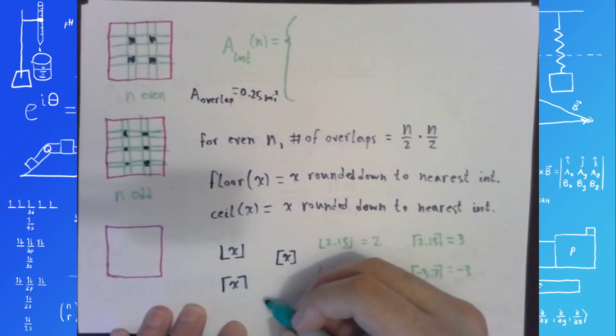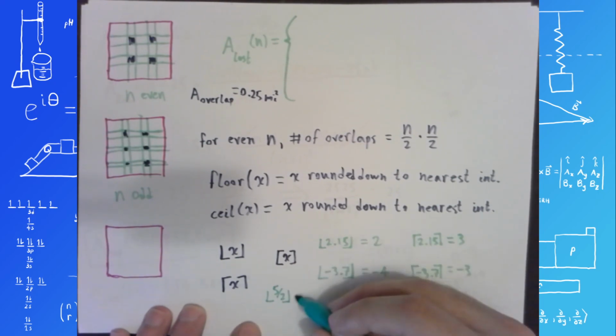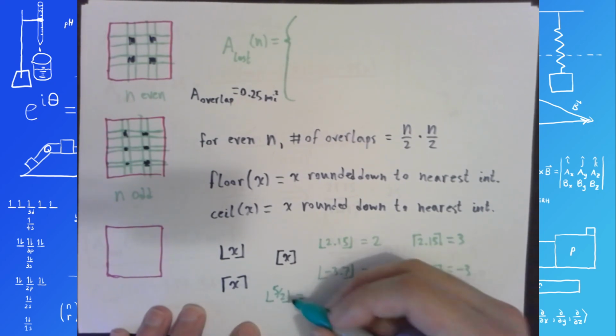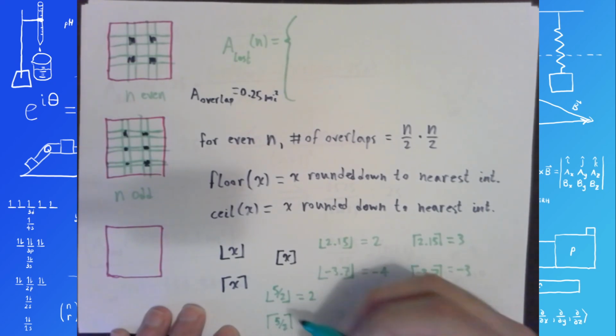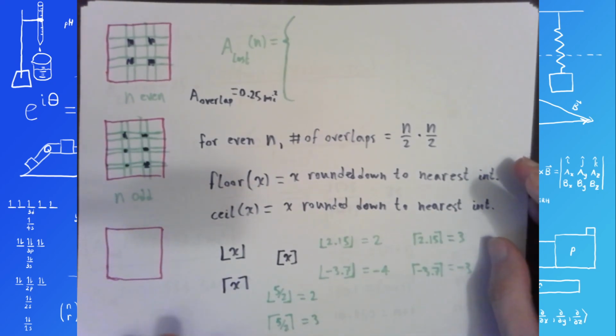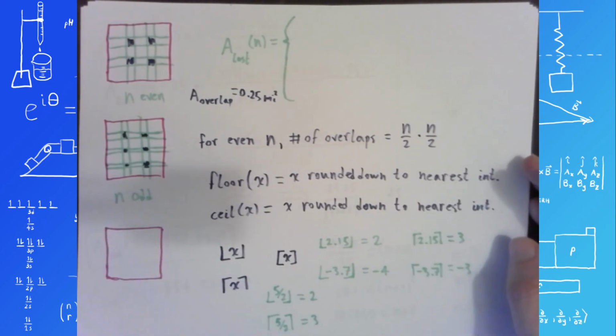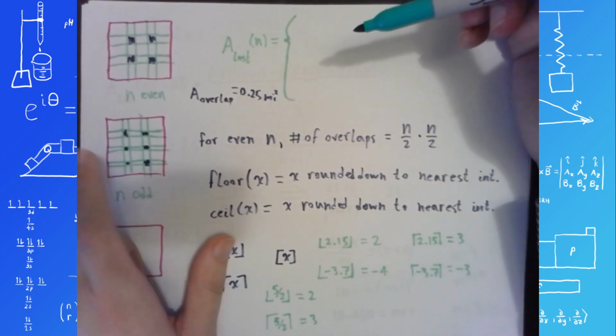So if n is 5, then floor of 5 over 2 is equal to, well, 5 over 2 is 2.5, and floor of 2.5 is 2, versus ceiling of 5 over 2, 2.5 rounded up to the nearest integer, is 3. So it's going to be floor of n over 2 times ceiling of n over 2 for the number of overlaps when n is odd.